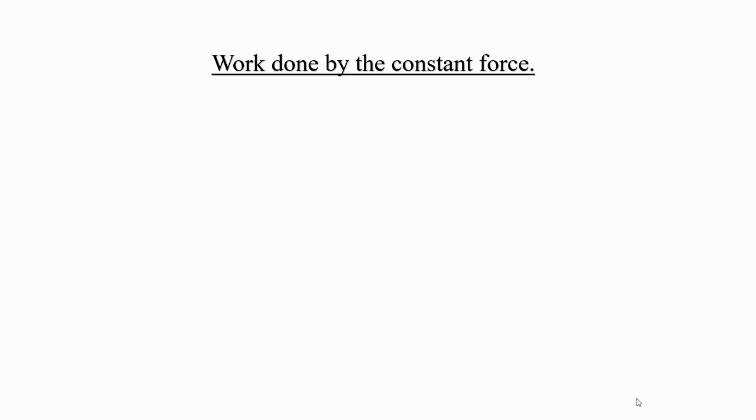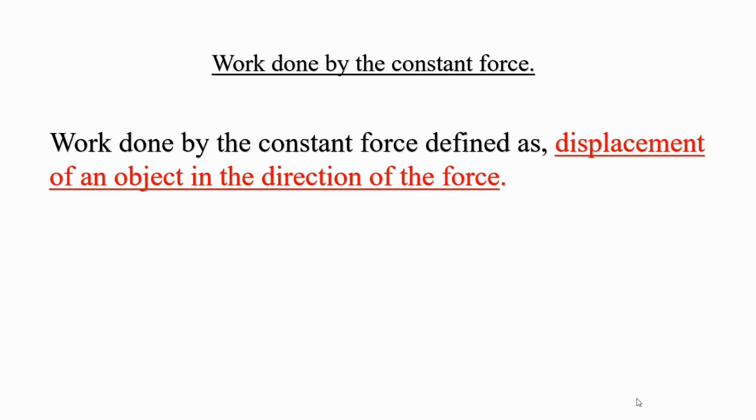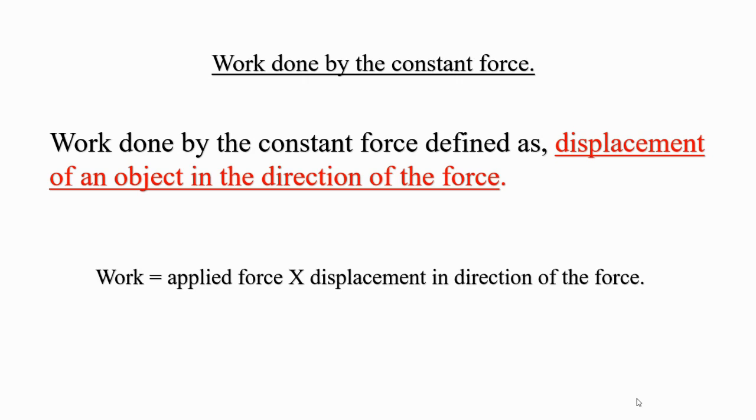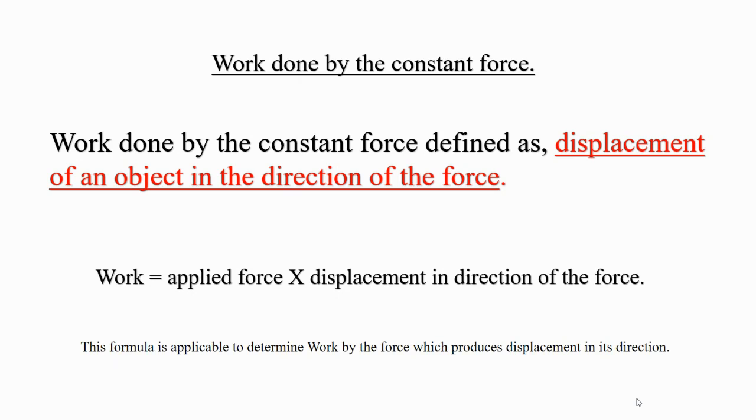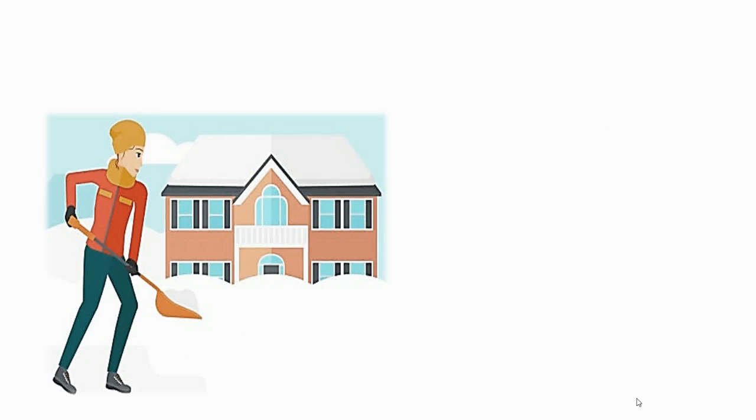Work done by the constant force is defined as displacement of an object in the direction of the force. Formula: work is equal to applied force into displacement in the direction of the force. This formula is applicable to determine work by the force which produces displacement in its direction. Now, let's take an example in which force and displacement are not in same direction.